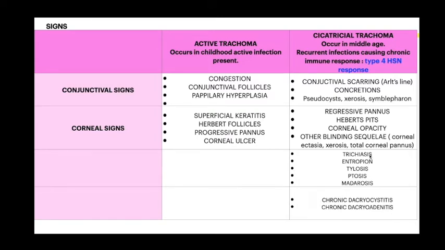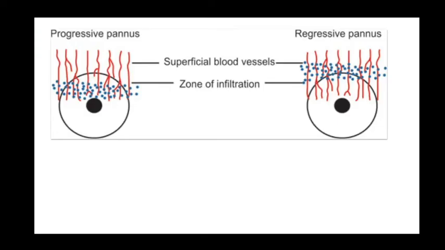Lid complications, these two are very important: trichiasis and entropion. Entropion is inward turning of the lids, and trichiasis is the eyelashes turning inward. Tylosis, ptosis, madarosis, not much important. Then in later stages scarring can cause chronic dacryocystitis and chronic dacryoadenitis. So mainly you should remember trichiasis and entropion. Now let's see these in a little detail.